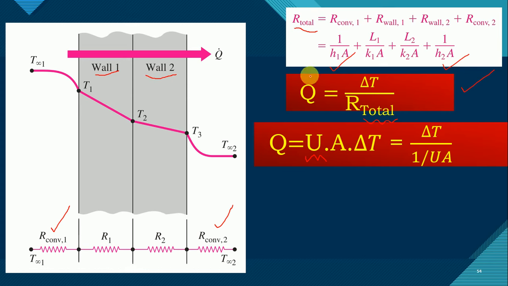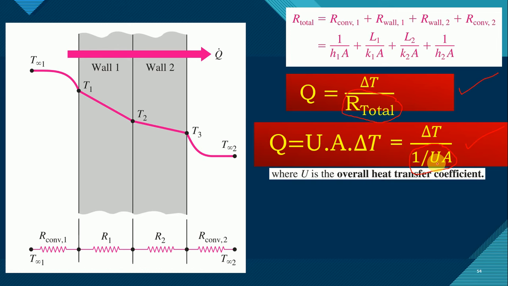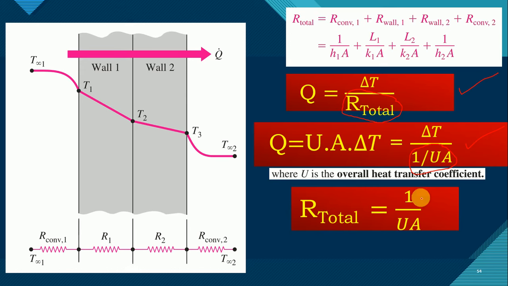Now we have the first equation, Q is equal to delta T upon R total, whereas the second equation we have got is delta T upon 1 upon UA. If I compare this equation with this equation, I can write that R total is nothing but 1 upon UA. That's quite simple mathematics. Now R total is equal to 1 upon UA, where U is the overall heat transfer coefficient, which we have already discussed.